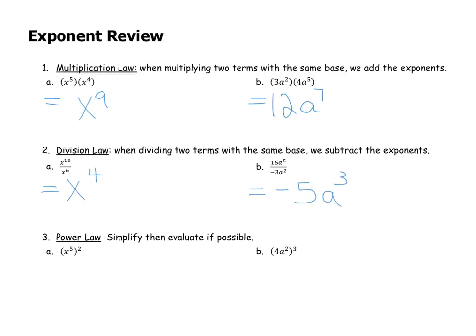Okay, and the last law that's a little bit different is called the power law. And this one, if you recall, we just multiply the exponents. We keep the base, but there is only one base, and we multiply the exponents. So this one equals x to the 10. And this one, the one thing here not to forget is that this exponent of 3 applies to the 4 as well. So we end up with 4 to the exponent of 3. And we end up with a squared, which is also to the 3. We don't need to write that line, but this ends up equaling 64, a to the 6.